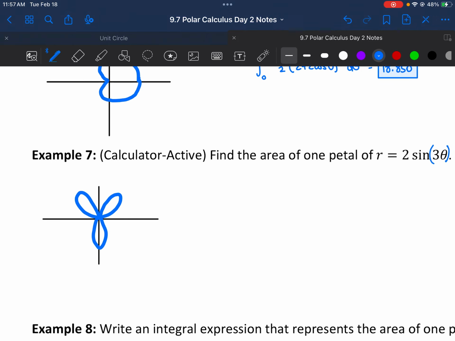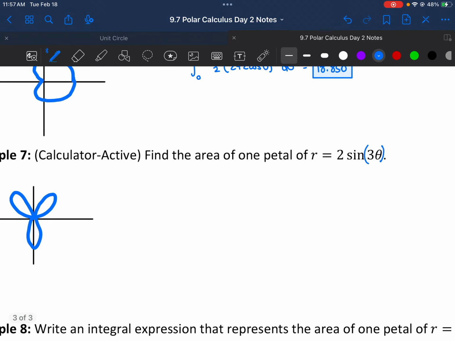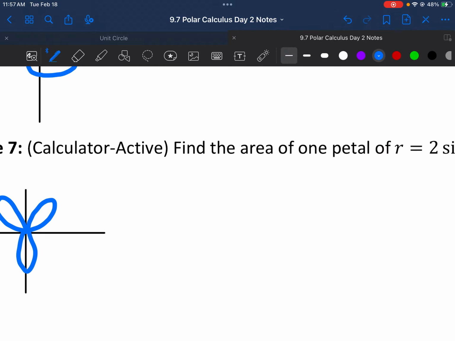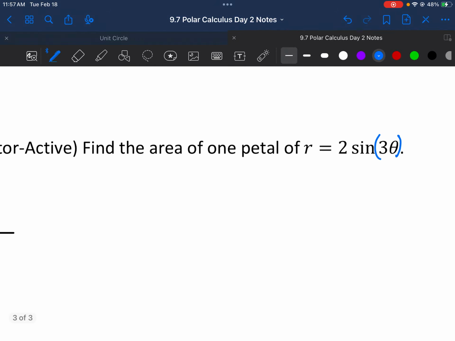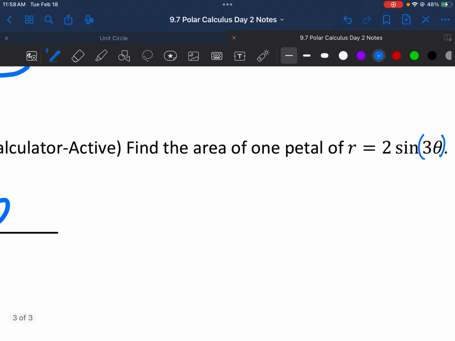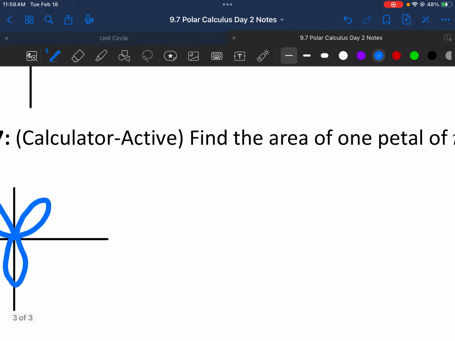But notice that it says just one petal. So one of the things we saw yesterday on the 9.6 set of notes, if we take our curve, in this case r equals 2 sine of 3 theta, is to find out where the curve hits the pole. Let's go ahead and do that real quick.